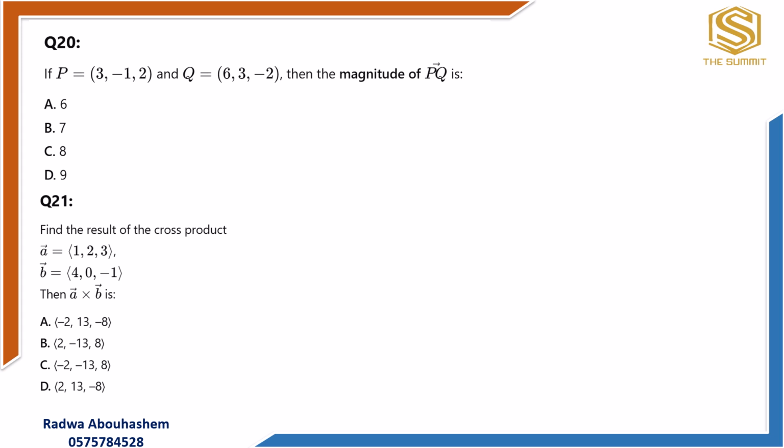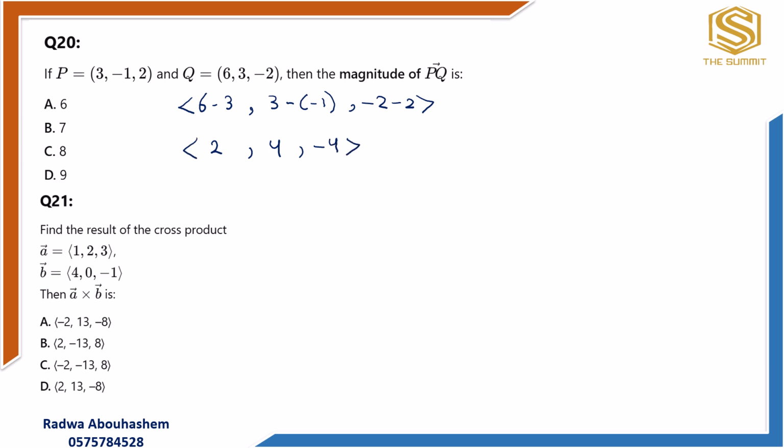Question number 20: if P equals 3, negative 1, and 2, and Q equals 6, 3, and negative 2, what is the magnitude of vector PQ? So it's so easy. Let's do it. Let's get the vector first. It will be 6 minus 3, 3 minus negative 1, and negative 2 minus 2. So 3, 4, and negative 4.